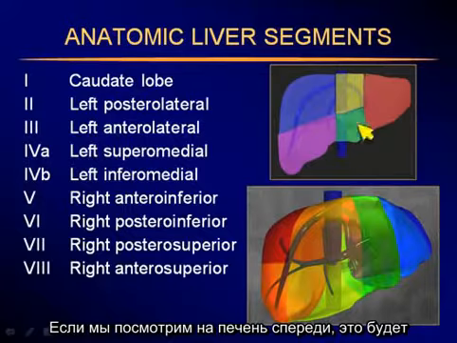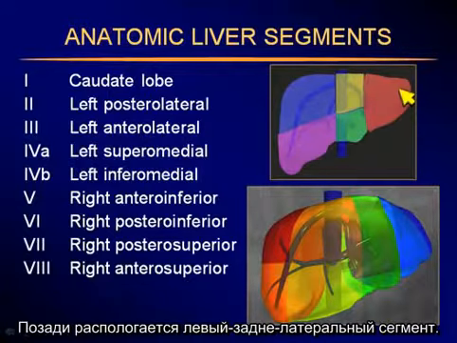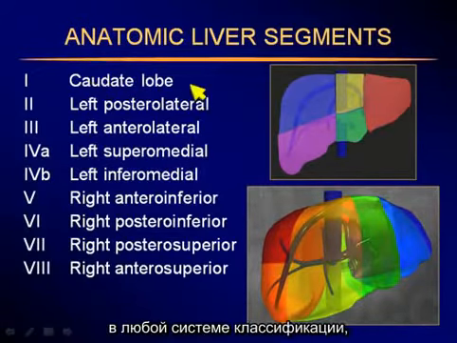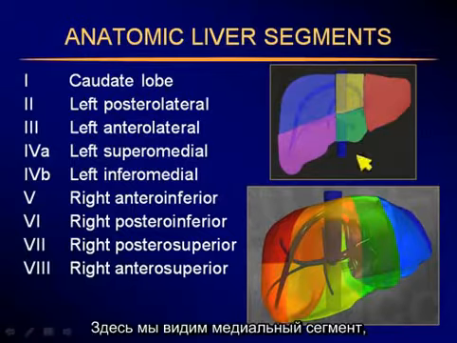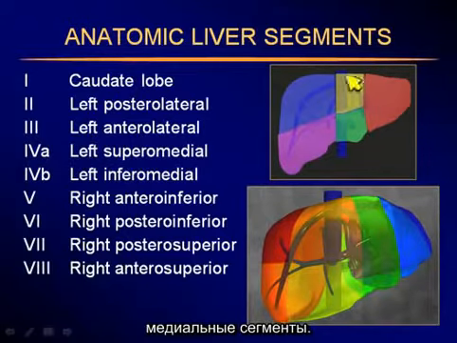If we look at the liver from the front, this would be the left anterior lateral segment. Behind it would be the left posterior lateral segment. Way in the back is the caudate lobe. That's always segment 1 in any system of classification because it kind of stands alone, so we get it out of the way. Then we see the medial segments. We have a superior and inferior medial subsegment.